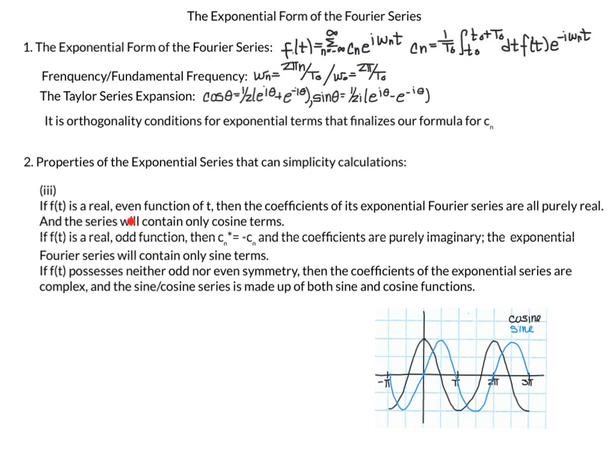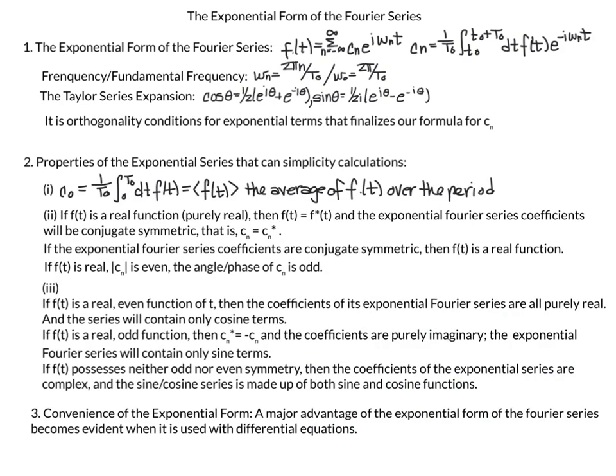So again, if you're going to model an odd function, you're better off starting with an odd function, which is sine. If f of t possesses neither odd nor even symmetry, then the coefficients of the exponential series are complex, and the sine-cosine series is made up of both sine and cosine functions. I'm going to state these properties without proof, and I'm also going to state this last point, that a major advantage of the exponential form of the Fourier series becomes evident when it is used with differential equations, also without an example of this last one.